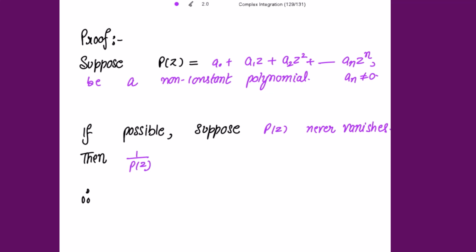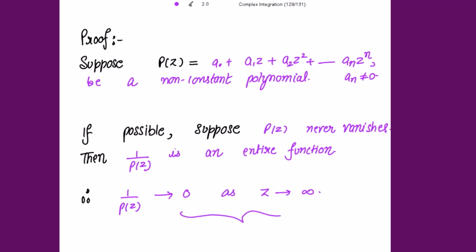A function is analytic if its derivative exists at all the points on the plane, that is, the entire complex plane. Because P(z) never vanishes, 1 over P(z) is always defined, so its derivative exists. So this is your entire function. Because this is an entire function, I can take my z as large as possible, so 1 over P(z) tends to 0 as z tends to infinity.